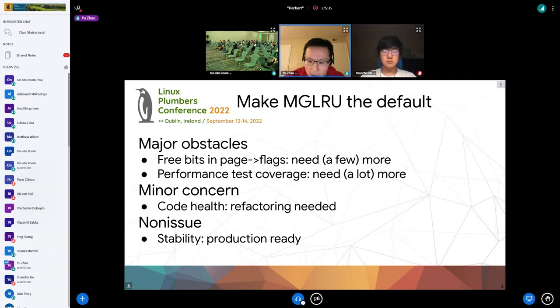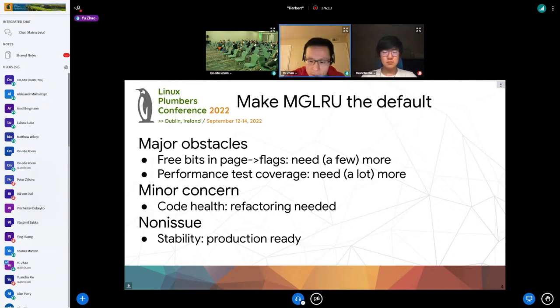A minor concern here is the code health. We need to refactor the MGRU code into a new file, probably, and adapt the slab model. We have different files for different RUs, and we also have to turn off the existing RU. If you only want to use MGRU, there's no point to build the existing RU.